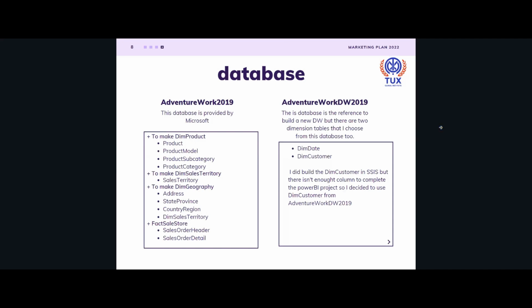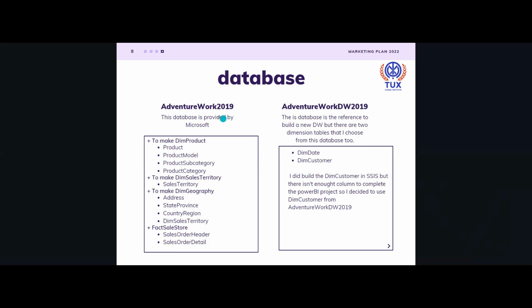And this is the database, AdventureWorks 2019 and AdventureWorksDW 2019. This database is provided by Microsoft, and it is just a reference for making a new data warehouse. You have to know that there are five main dimension tables: DimProduct, DimSalesTerritory, DimGeography, DimDate, and DimCustomer.